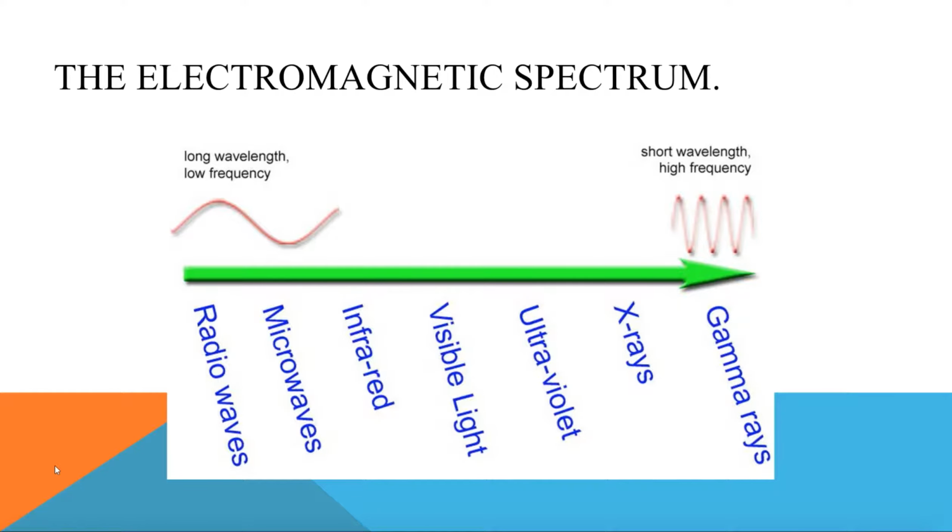On the left, we have the longest wavelength and the lowest frequency. On the right, there's the shortest wavelength and the highest frequency. Radio waves to gamma rays.